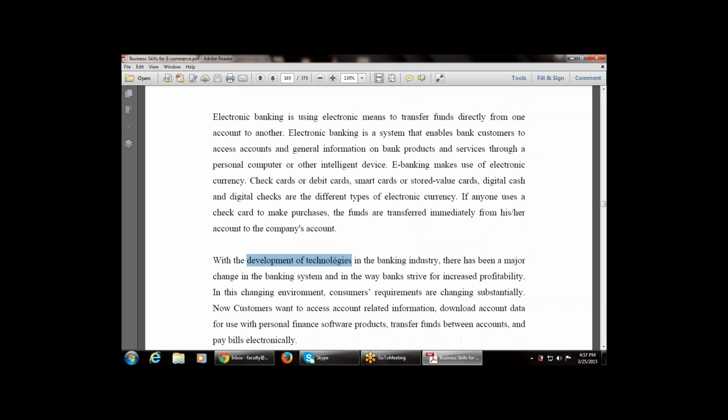With the development of technologies in the banking industry, there has been a major change in the banking system and in the way banks strive for their increased profitability. In this changing environment, customers' requirements are changing substantially. Now customers want to access account related information, download account data for usage with personal finance software products, transfer funds between accounts and pay bills electronically. That is, every electronic transaction or every payment transaction is nowadays done online. So most of the customers are doing online transactions with the help of e-banking.